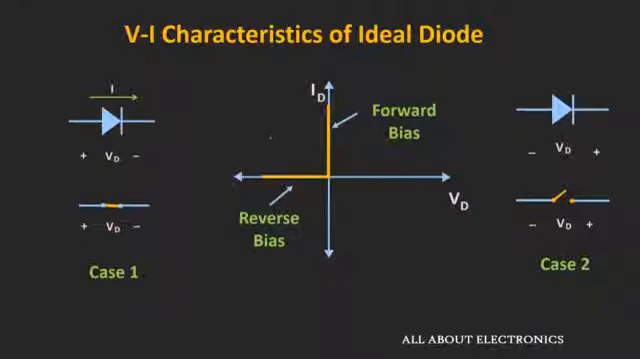Now if you see the VI characteristic of this ideal diode, you can observe that even if we apply a very small positive voltage between this anode and cathode, this diode will start conducting.